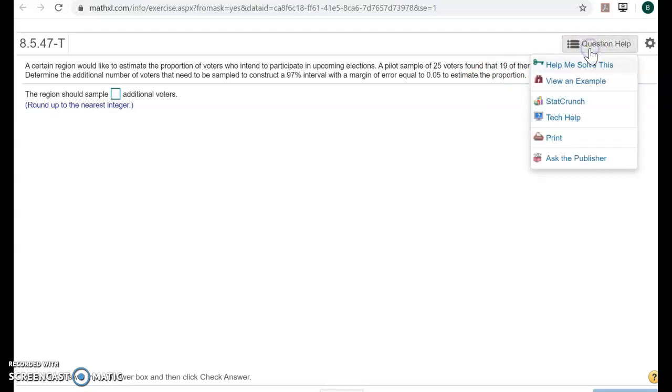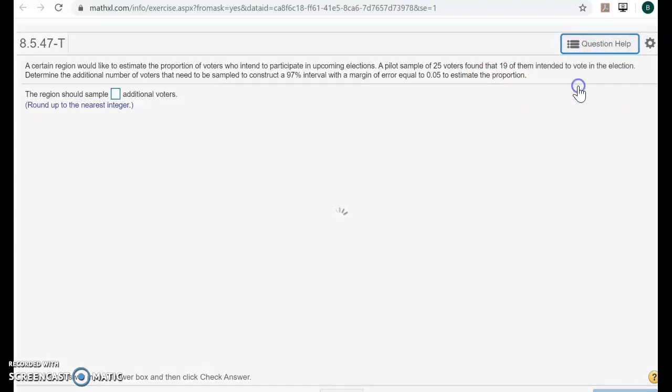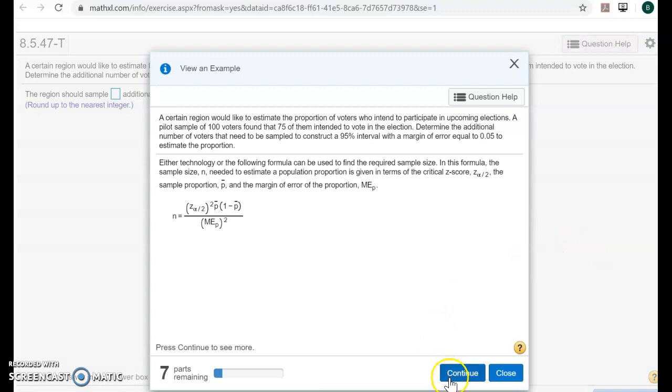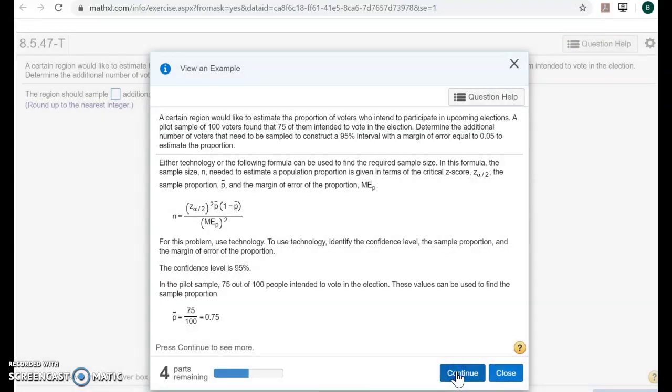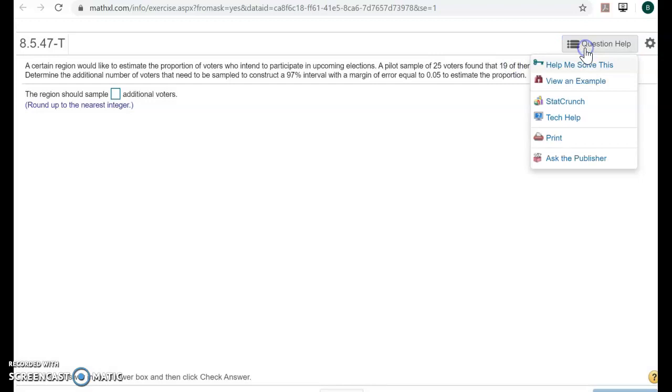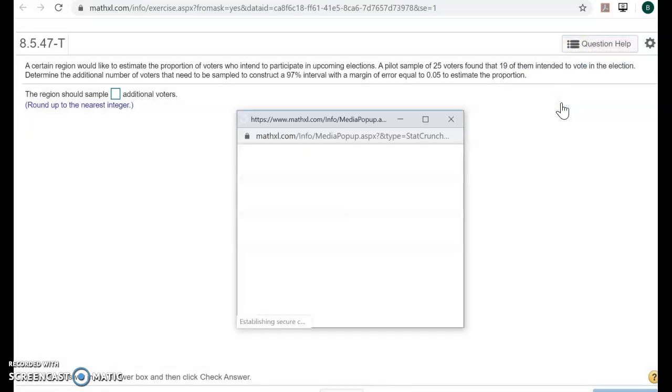And if you go to question help and click view an example, it's going to give you the formula that's given in the book, but in this particular instance, it wants you to use technology. So I'm going to show you how to do this in StatCrunch.